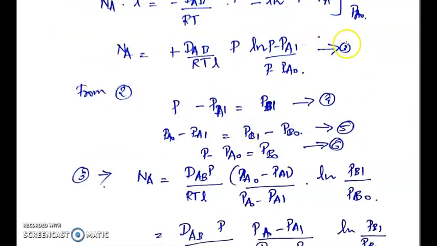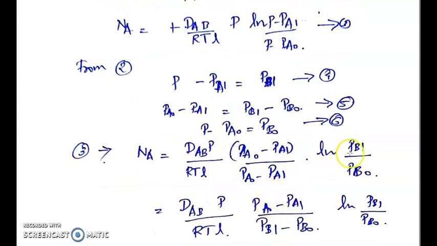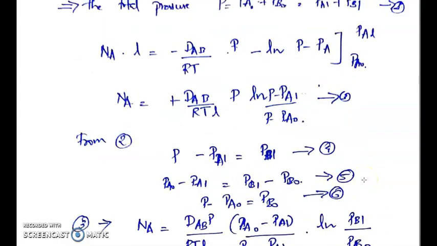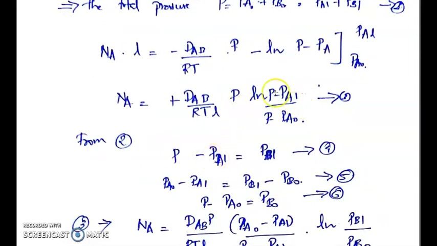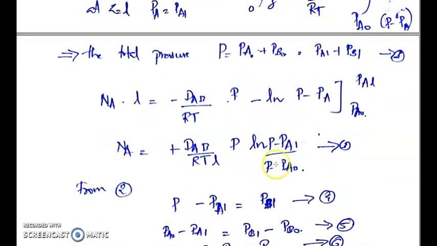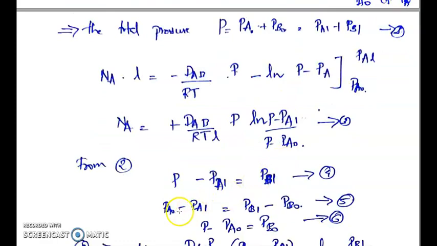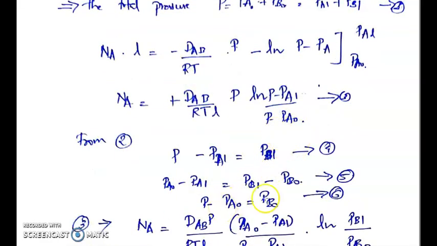Let's modify equation number 3. So here in equation number 3 I'm going to multiply the numerator and denominator with Pa0 minus PaL. So Na is equal to Dab into Pa0 minus PaL by RTL into Pa0 minus PaL, ln PbL by Pb0. Here, from this equation, what is P minus PaL? P minus PaL is PbL. Similarly, P minus Pa0 is Pb0.